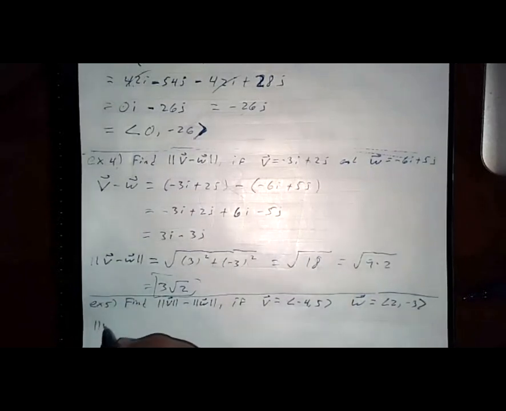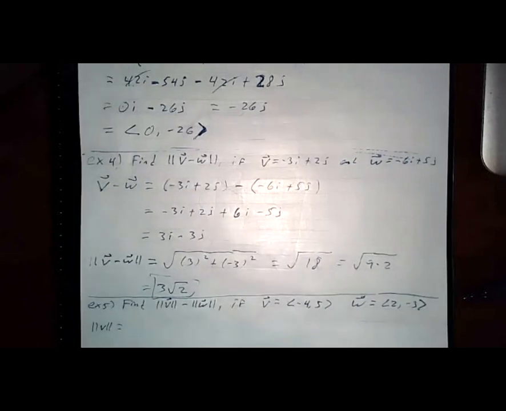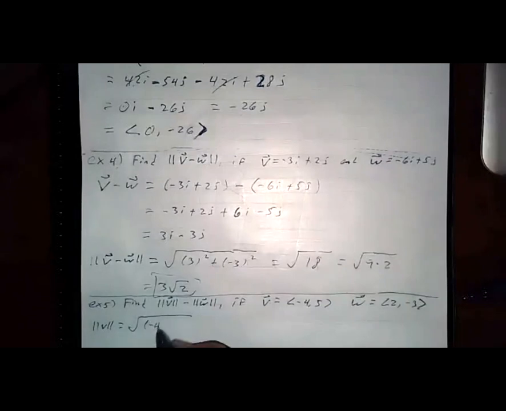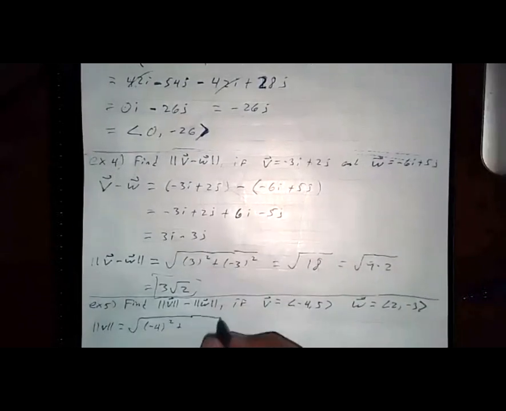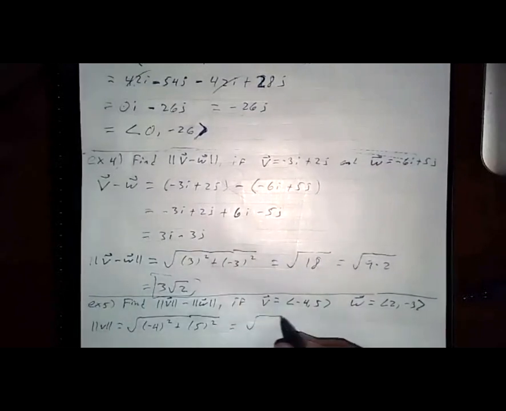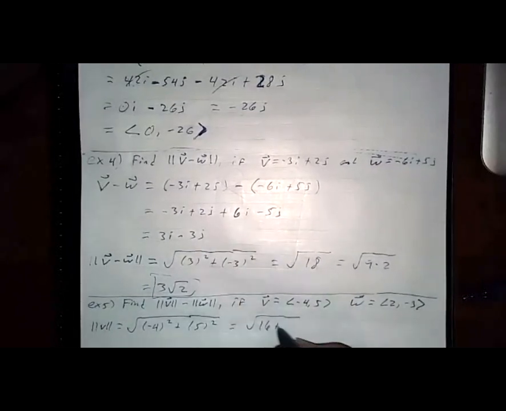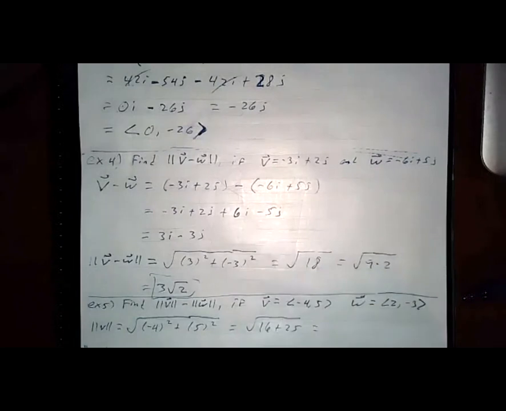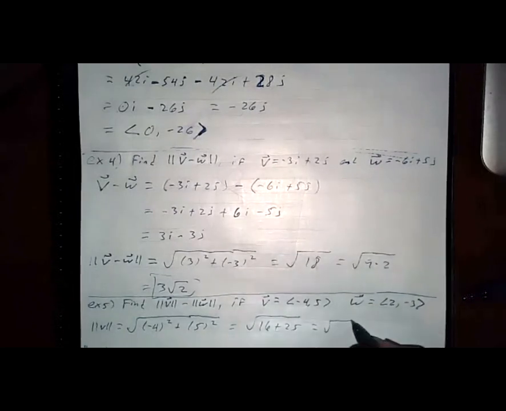So the magnitude of V is equal to the square root of -4 squared plus 5 squared, which is equal to 16 plus 25. Right? Which is what? 41? Yeah.